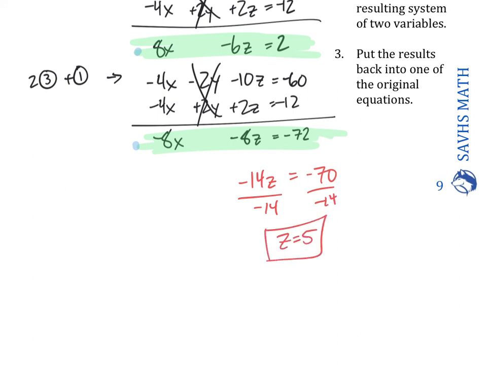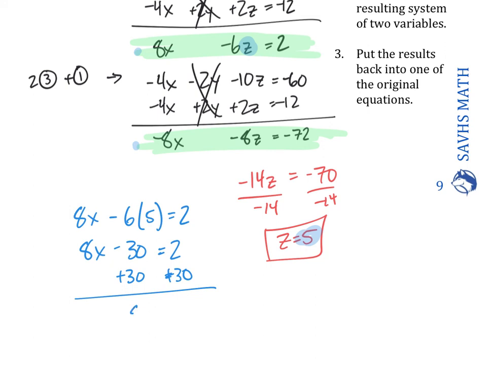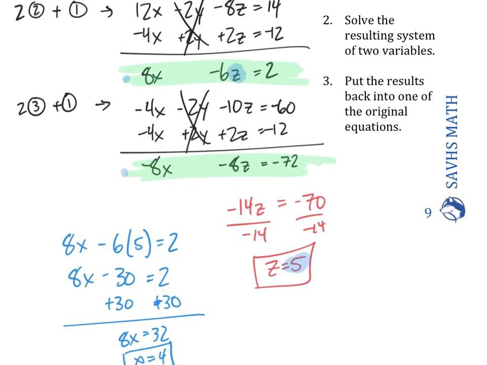Let's take that and put it back in here. Rewrite 8x minus 6 times 5 is 2. Okay, 8x minus 30 is 2. Add 30. I get 8x equals 32. So x is 4. Things are going well.